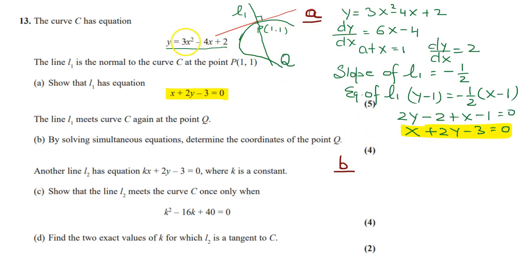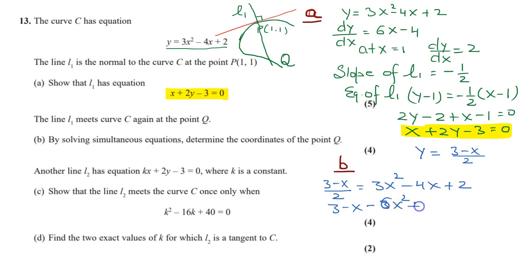So from here we can put the value of x or we can put the value of y. So from this, y is equal to (3 minus x) over 2. We put this value here. So (3 minus x) over 2 is equal to 3x squared minus 4x plus 2. So this is 3 minus x minus 6x squared plus 8x and 4 minus 4 is equal to 0.